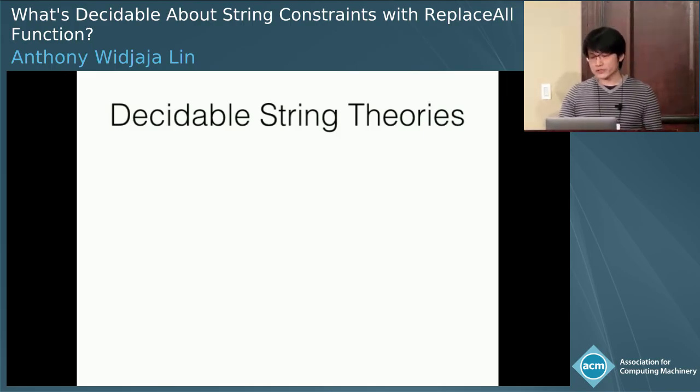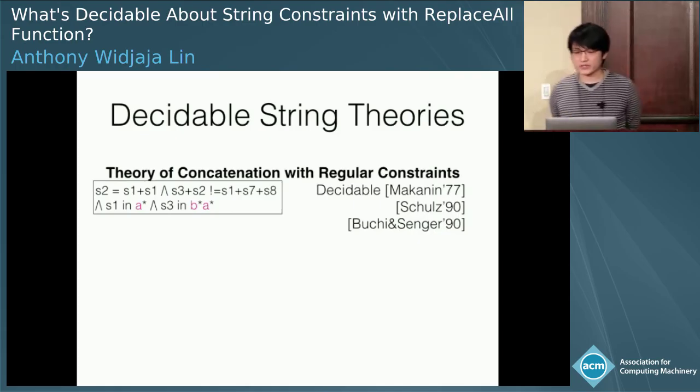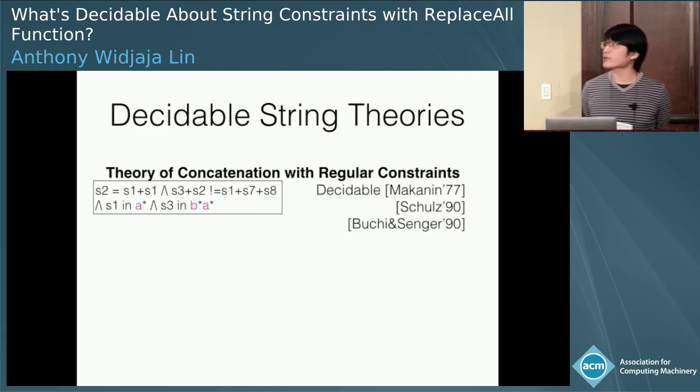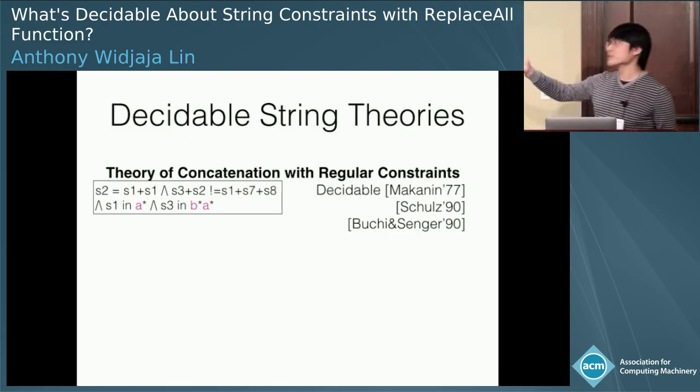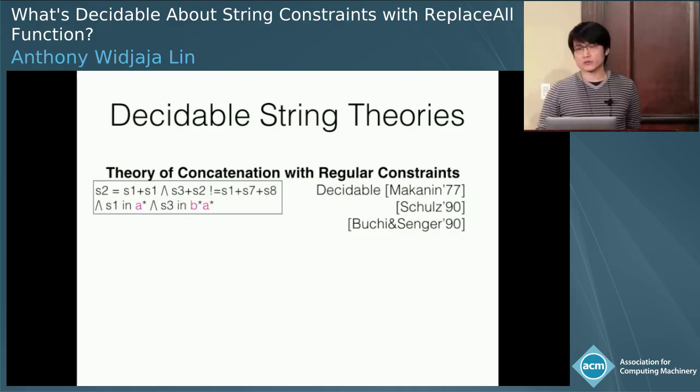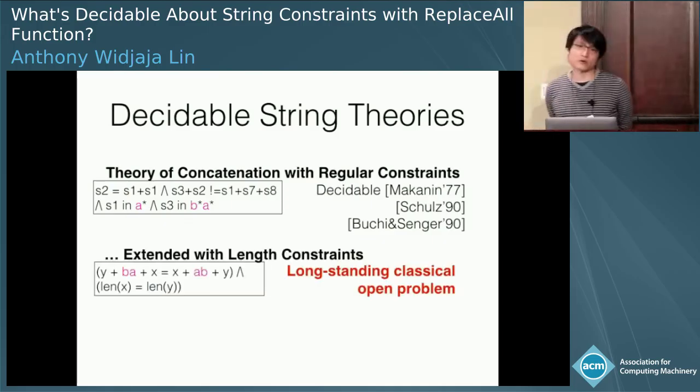Let me tell you a little bit about this. A classic decidable string theory is the quantifier-free theory of concatenation with regular constraints. Some examples of these constraints we already saw in the previous slides. This is known to be decidable by a series of work, but the main result is the seminal paper by Makanin in 1977. However, concatenation and regular constraints are only two string operations. There are many other string operations that are quite important in practice.